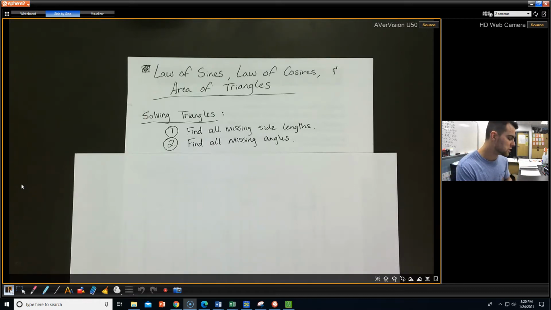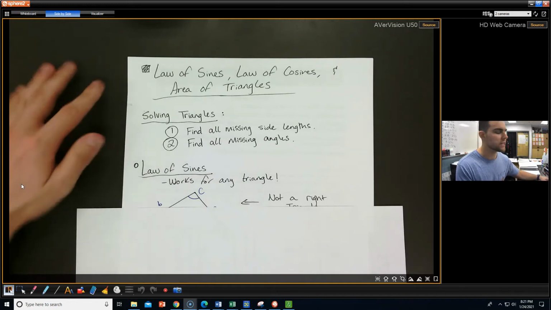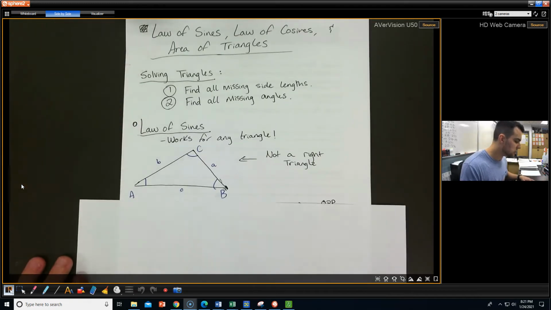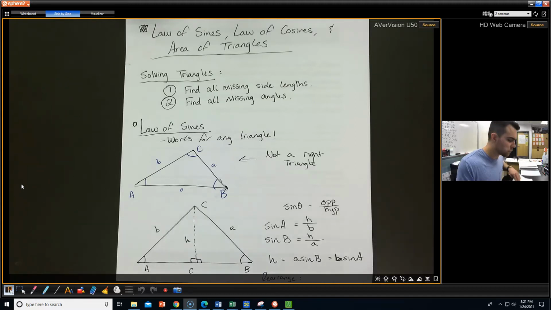All right. So solving for triangles boils down to two things: finding all the missing side lengths and finding all the missing angles. You don't have to do that for these problems. I'm not going to make you solve every length and angle, but that's what solving triangles really boils down to. And we can use these laws to help us out, okay? So let's talk about the law of sines. It's not restricted to right triangles, actually. It works for any triangle. So if we take something that's not a right triangle, we can actually do some trig with it, okay? We're pretty much working exclusively with right triangles the whole time. But let's see where the law of sines really comes from.